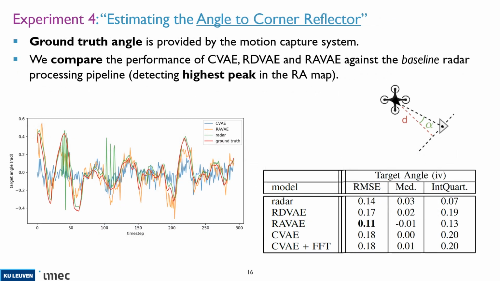Finally, our fourth and last experiment consisted of estimating the angle of arrival from the drone to the corner reflector. In this case as well, the motion capture system is used to acquire the ground truth data, in this case the angle. This ground truth is used to train or fine-tune the two fully connected layers of 128 neurons that we added on top of the already trained VAE encoders. In this case, the RA-VAE, meaning the VAE acting on range azimuth maps, was the best performer. In this case as well, we remark the presence of outliers in the case of the conventional radar processing pipeline, which is also evidenced by the lower interquartile distance in the error metrics.